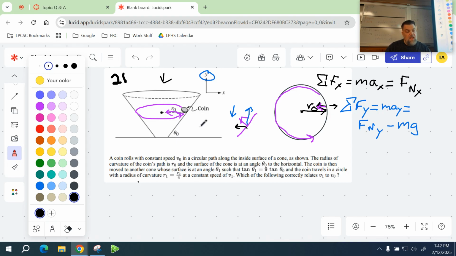So to figure that out, let's deal with this F of x stuff. If I have the mass times the acceleration in the x direction, that is equal to the normal force in the x direction. Well then that's equal to the mass times the tangential velocity squared over the radius of the circle, right? And then this should be equal to the normal force, because that's the resultant vector we have, times sine of theta naught.